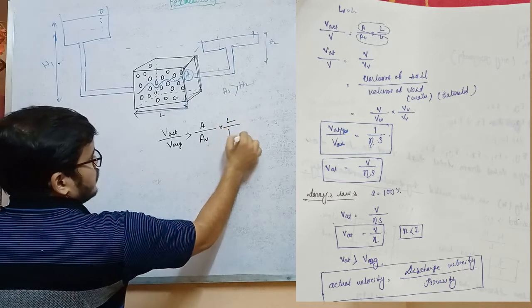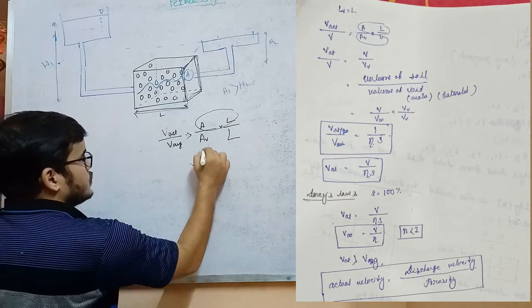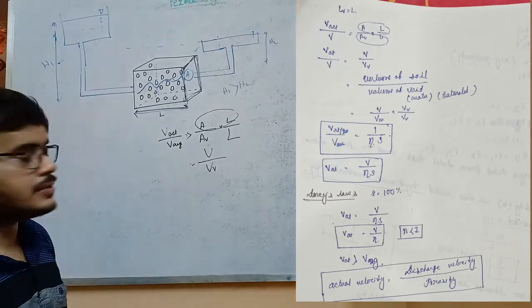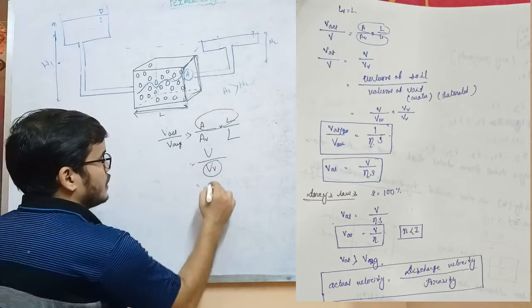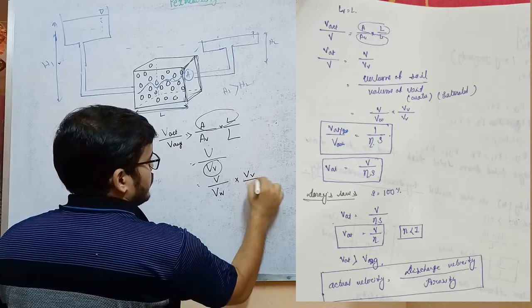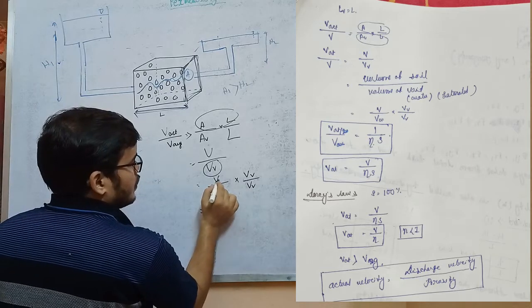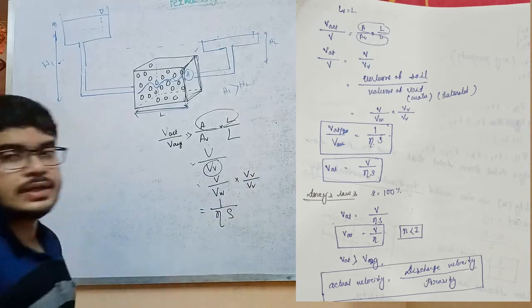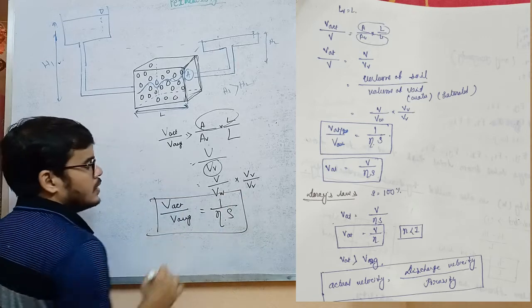Now multiply with L into L. Area of soil, the cross sectional area, into L means total volume, by area of void into L, that means the volume of void. As in Darcy's law we have assumed that the void is filled with water, so it will be the volume of water. Now multiply it with volume of void by volume of void. So volume of water by volume of void by total volume means 1 by eta into volume of water by volume of void, means 1 by eta s. So V actual by V average will be 1 by eta s.